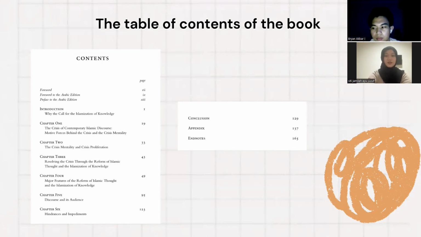The next chapter provides solutions to overcome the crisis by overhauling Islamic thinking and incorporating Islamic values into knowledge, and the fourth chapter explains the main features of the reform plan and how it can change the current situation. The next chapter examines the relationship between a conversation and its audience and the importance of effective communication, and the last chapter analyzes the obstacles that hinder progress in resolving the crisis and provides ideas for overcoming them.